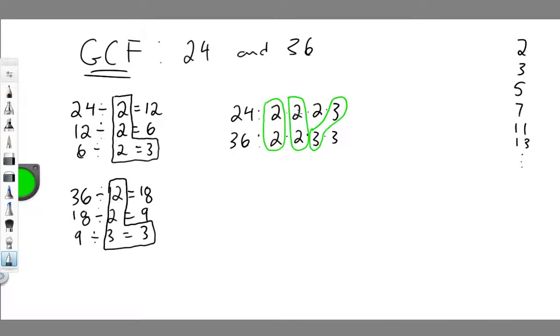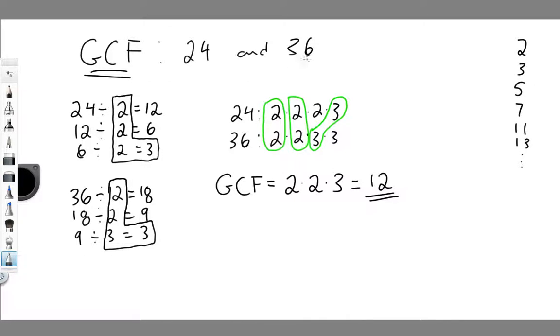So 2 times 2 times 3, which is 12. So what that means is, let me change back here now to black. What that means is that my GCF, my greatest common factor, is equal to 2 times 2 times 3. And that's equal to 12. And that is the largest number that divides both 24 and 36.